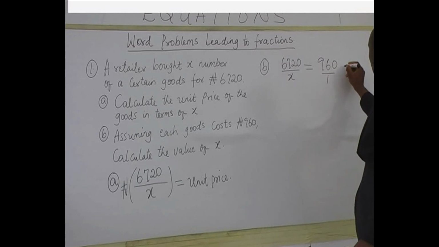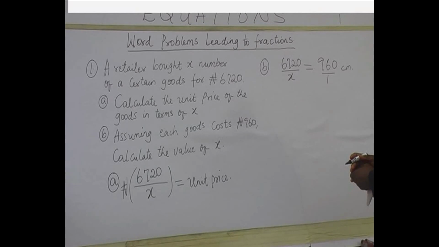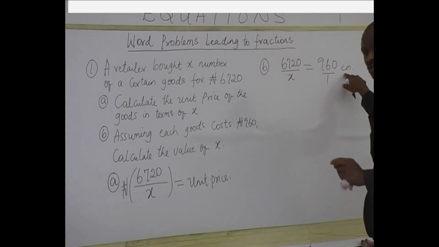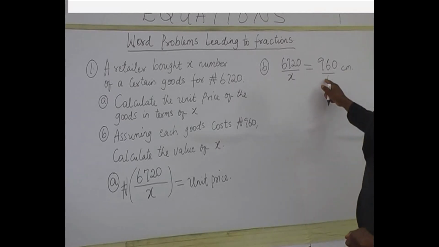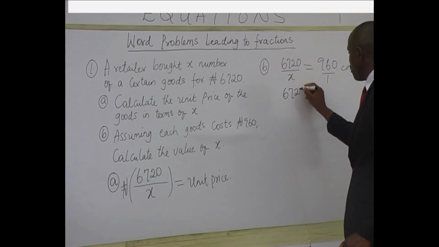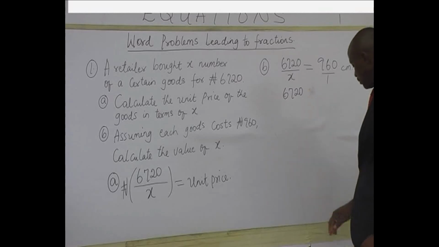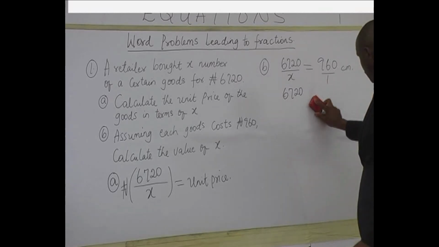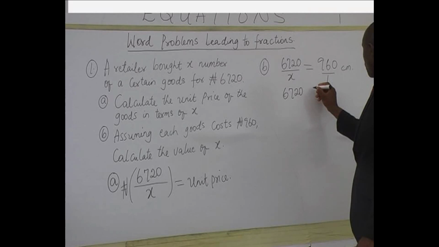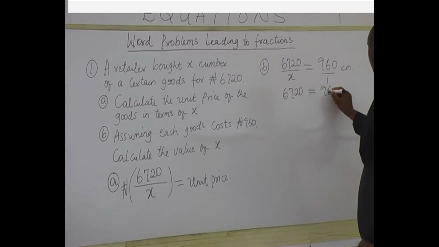If you divide it by 1, that is having it in fraction form, you can cross multiply. This means cross multiplication, not the abbreviation for centimeters. 1 times 6,720 will leave you with 6,720, and that is equal to X times 960, which gives you 960X.